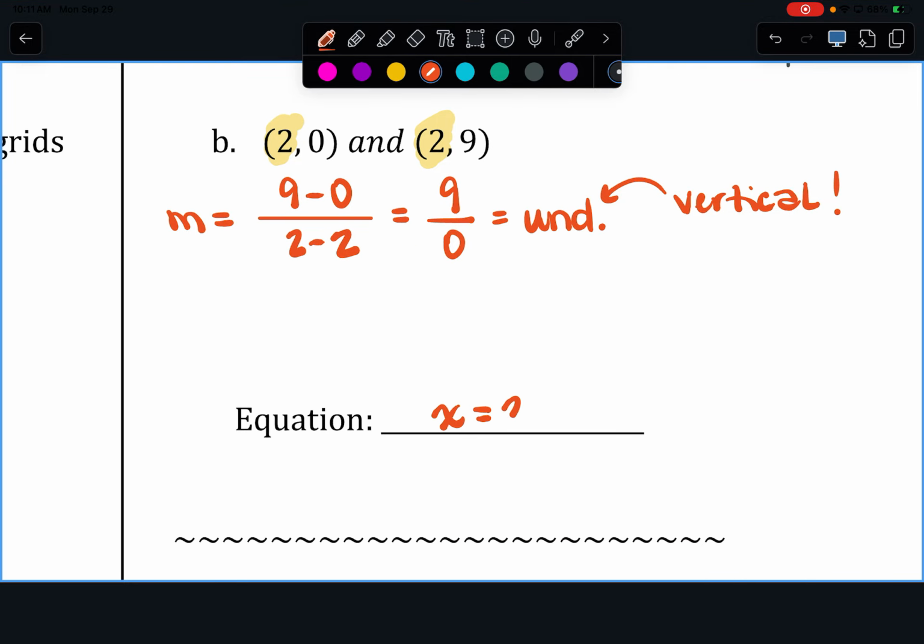Oh, it's a vertical line. That means it only crosses the x-axis at 2. And then you're like, oh, that's why they have the same x coordinate. Again, you could sketch yourself a little graph if you wanted to. It never hurts to draw yourself a little graph. If I was to plot (2, 0), that would be this point right here, and then (2, 9) would be above it somewhere up here. So of course, this is my vertical line going through x equals 2.